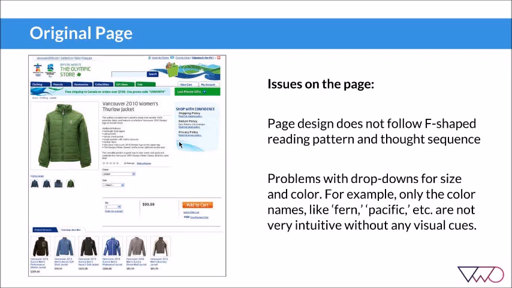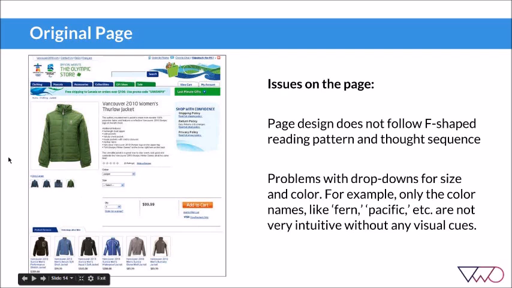So yeah, coming back to our case study, this is the original page of the Olympic store. It is basically about the Vancouver 2010 women's Thurlow jacket. So I'll just quickly point out what we felt were the issues on the page. If you see, the page design does not follow the F-shaped reading pattern and thought sequence. I'm sure many of you are very familiar with the F-shaped reading pattern.